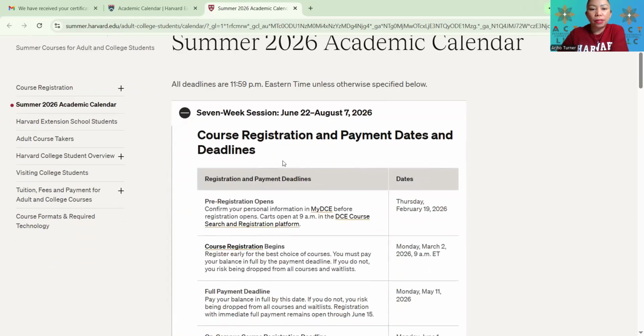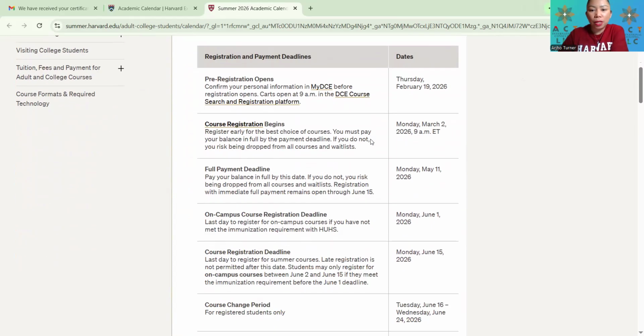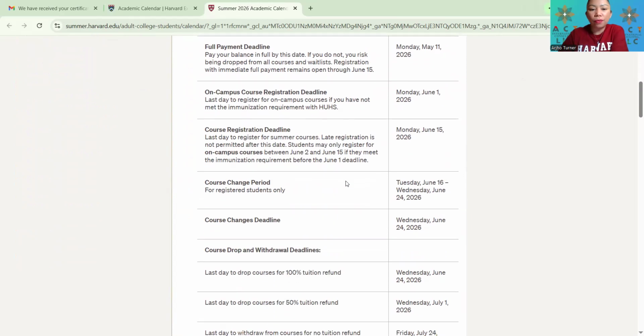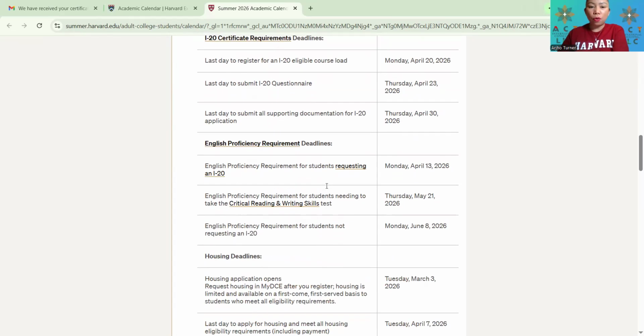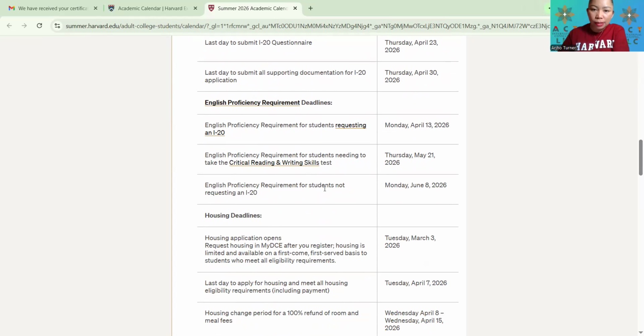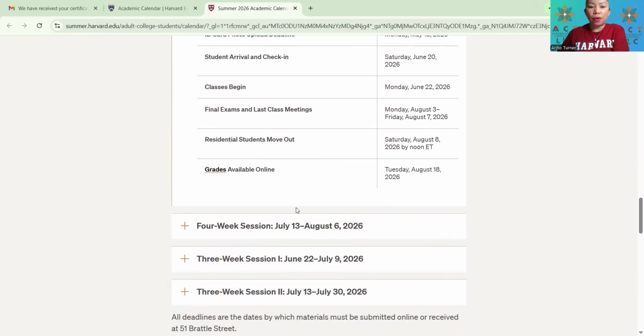For those taking the 7-week session, ito yung mga deadlines. You really have to meet these particular deadlines. Everything is very self-explanatory naman. And there are some immunization requirements because if you will appear in person sa Harvard, you have to present and comply with the immunization requirements of the university and also of the state of Massachusetts. And if you're an international student, there are even more certificates and requirements that you have to comply with, plus the English proficiency proof that you need. Also the housing deadlines. So that is for the 7-week session.